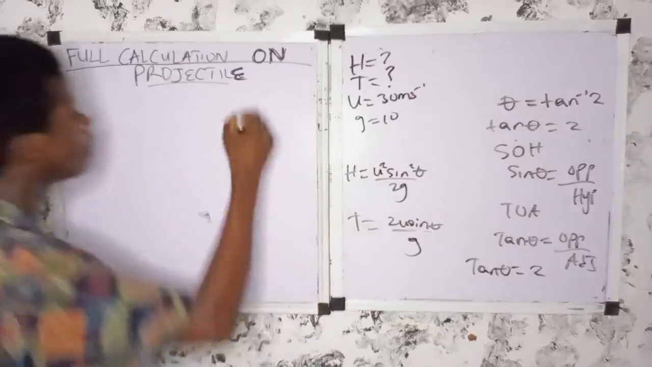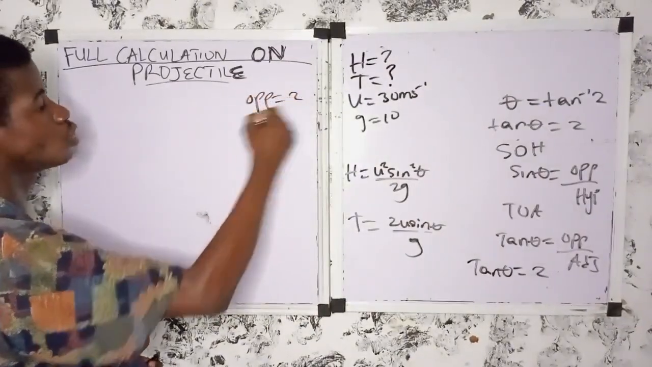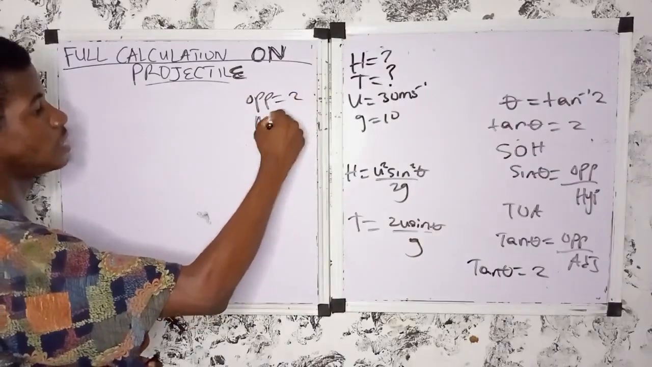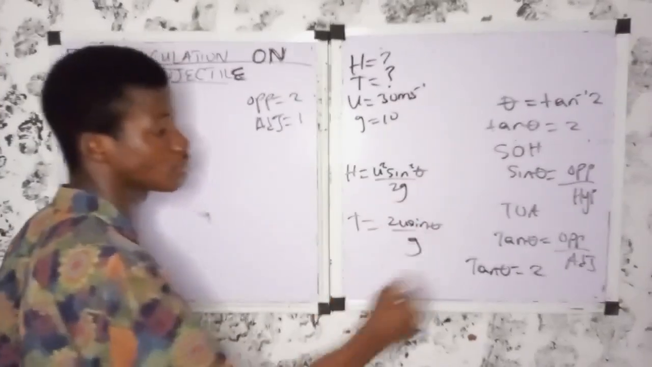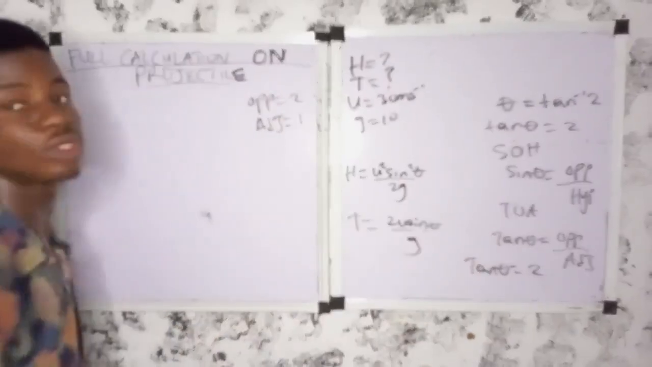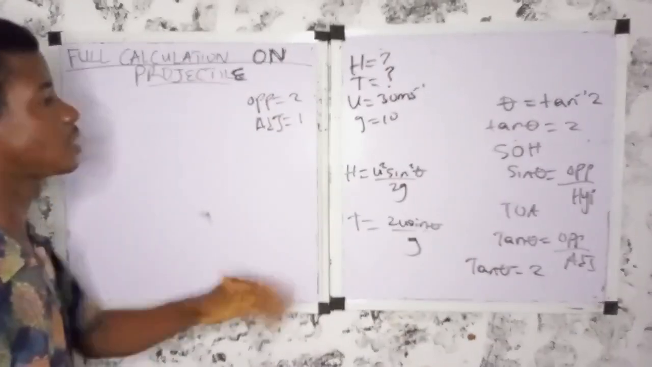So that's to tell you that opposite is 2, adjacent is 1. I don't know if you understand, because we know that tan theta is equal to opposite over adjacent, right? Okay, so let's continue.